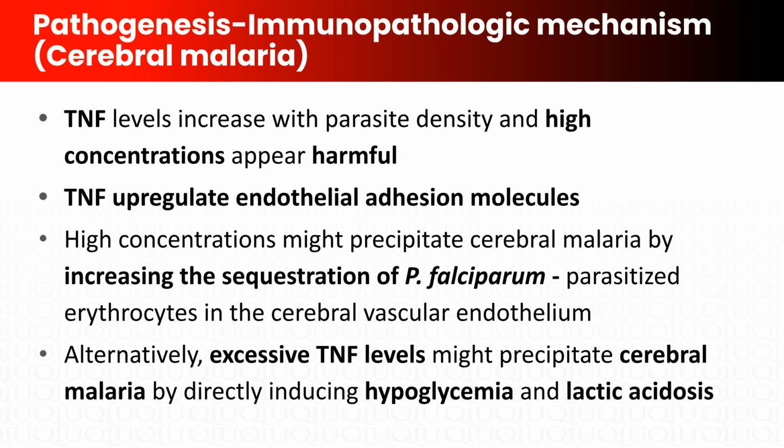Alternatively, excessive TNF levels might precipitate cerebral malaria through direct metabolic effects, inducing hypoglycemia and lactic acidosis that impair brain function. The combination of mechanical obstruction from sequestered parasites, local inflammation, and metabolic derangements leads to cerebral edema, seizures, coma, and potentially death. This explains why cerebral malaria has such high mortality. Even with treatment, the damage involves multiple mechanisms.